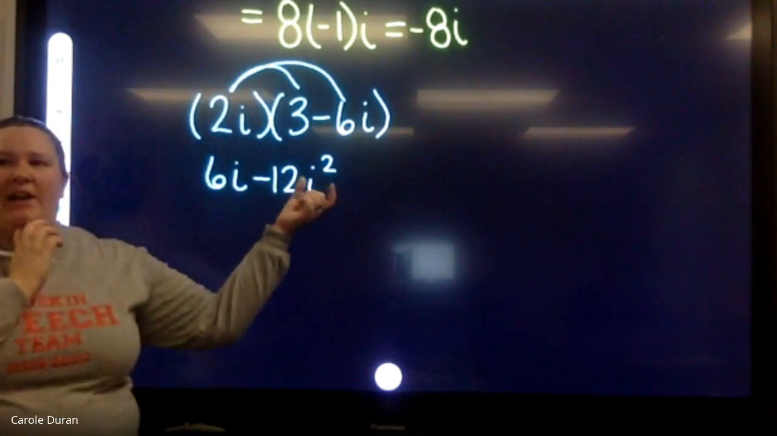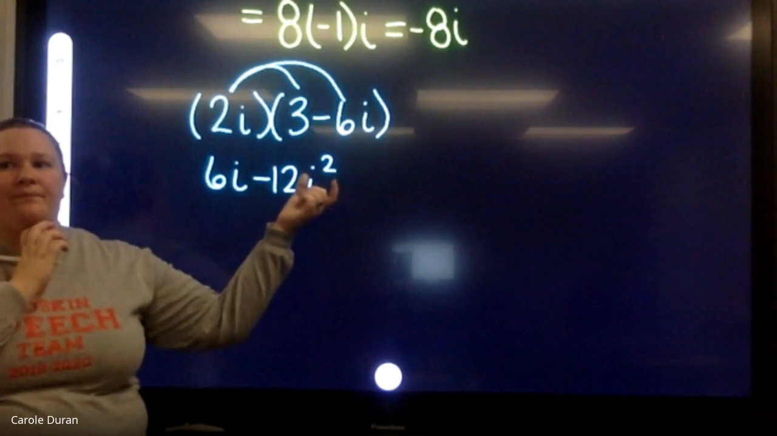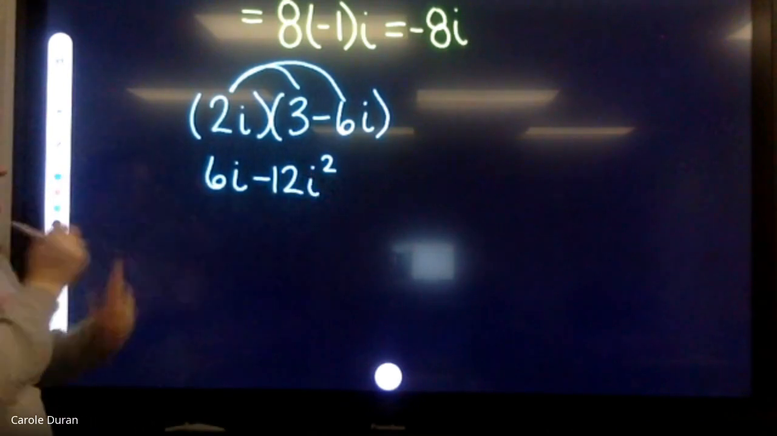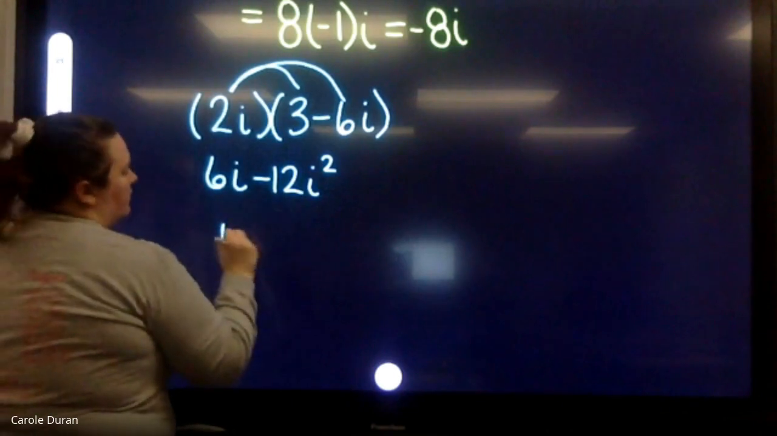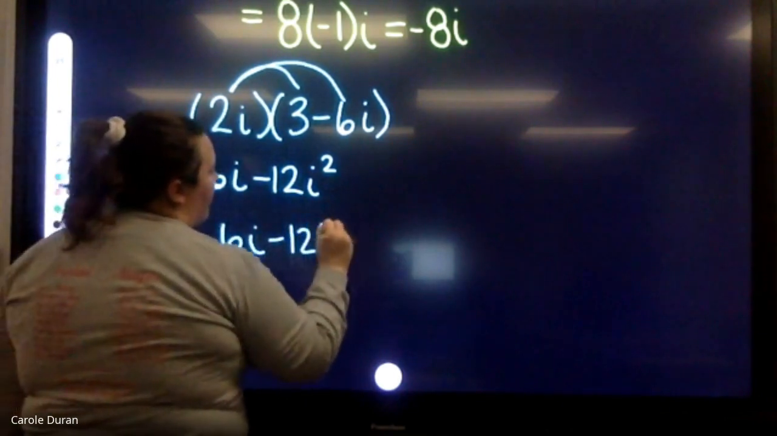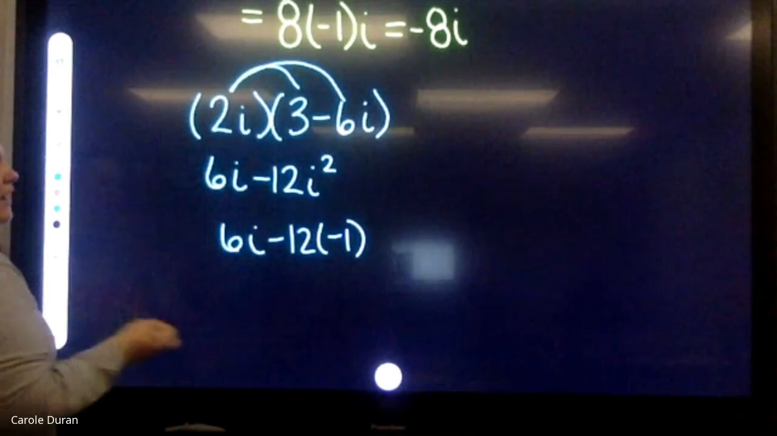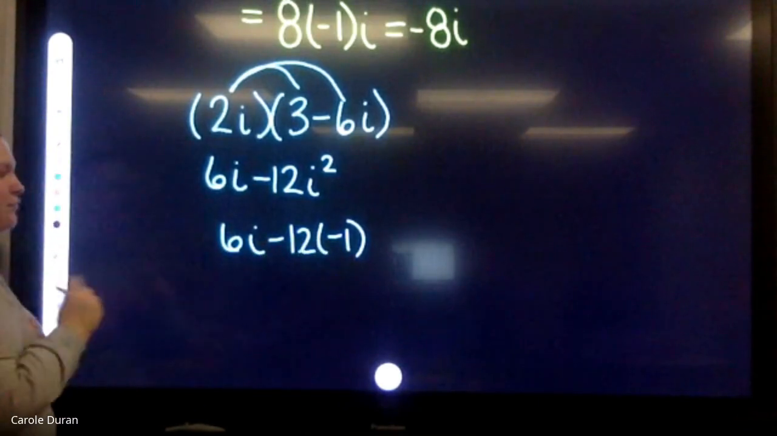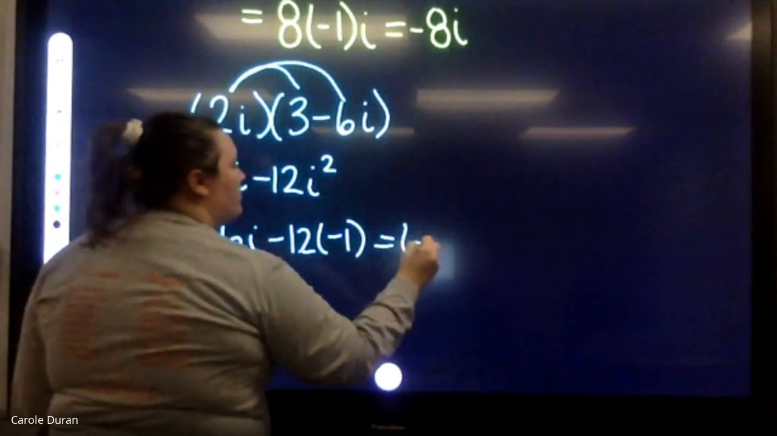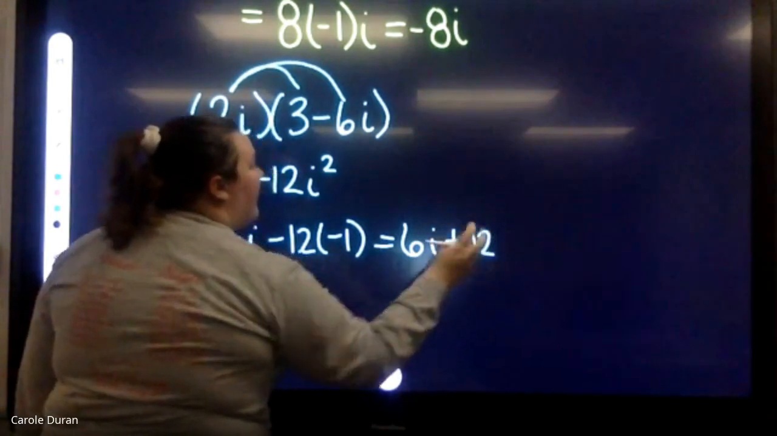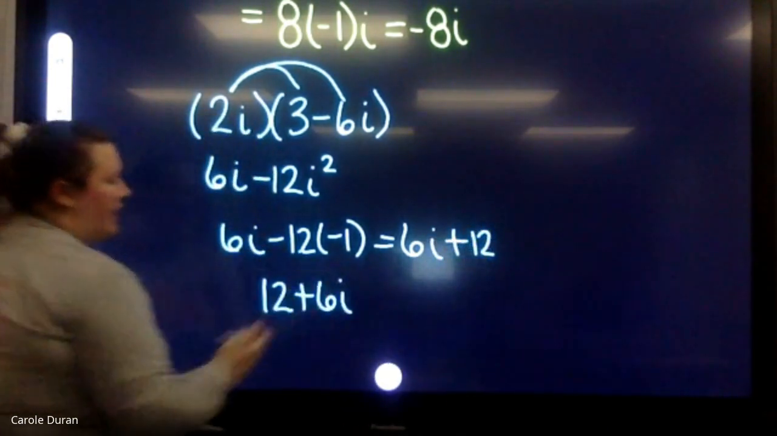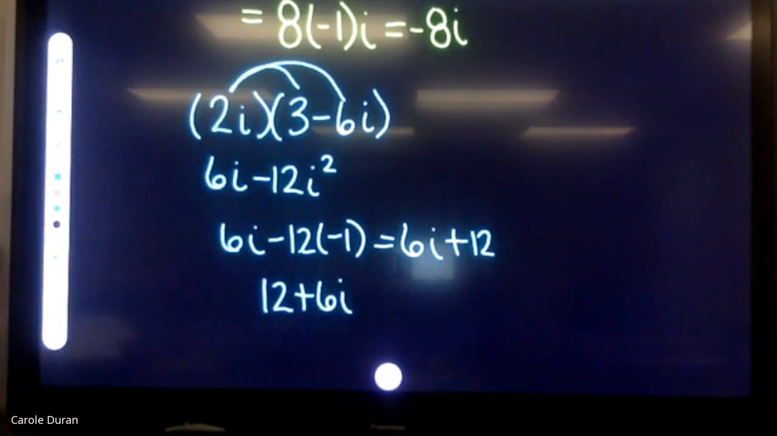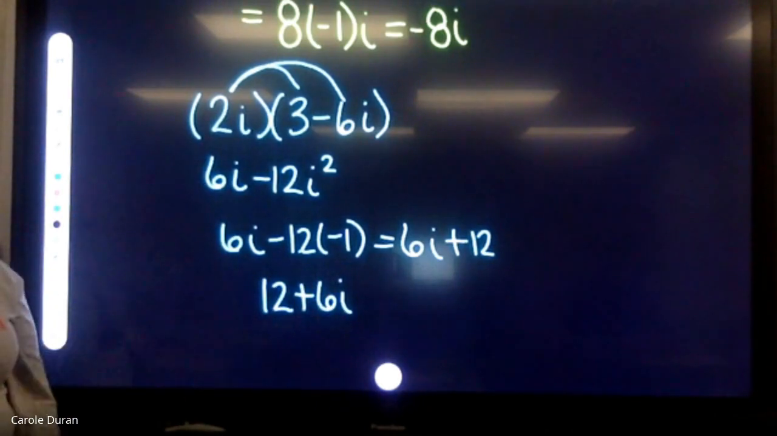What do I know that i squared is equal to? So then I just replace it with negative 1, and I get 6i minus 12 times a negative 1. I do negative 12 times a negative 1 to get a positive 12. And then I always move the whole number to the front. So when I rewrite it, my imaginary term is always last. So I end up with 12 plus 6i.